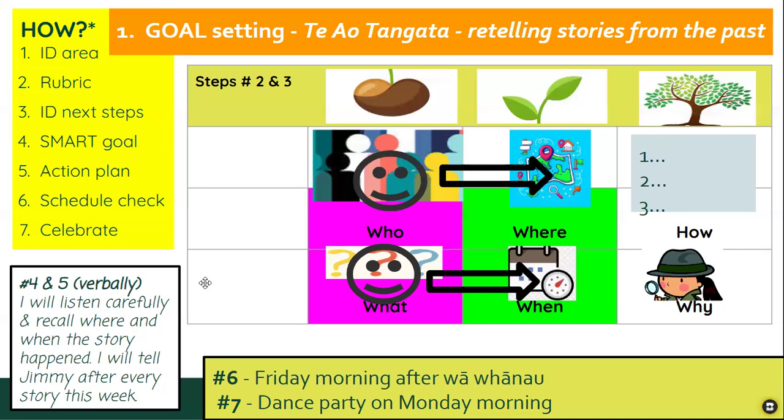So this student will verbally share, because they can't write at the moment, that I will listen carefully and recall where and when the story happened. I will tell Jimmy after every story this week. So with our younger learners, you probably want to make the time frame a bit shorter. And so it may even be a daily goal, or maybe if they're more practiced, it could be a weekly goal. The check-in time is going to be Friday mornings after wāwhānau, and then if they have all worked towards their goal, they're going to have a class dance party on Monday morning. So that's a celebration aspect.